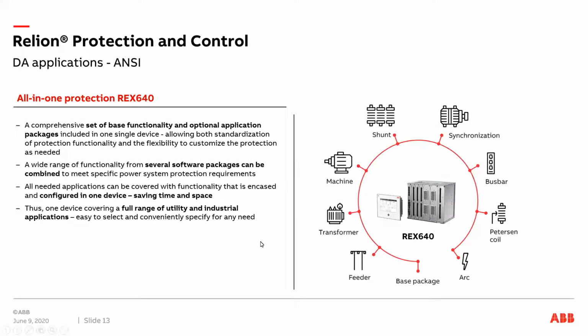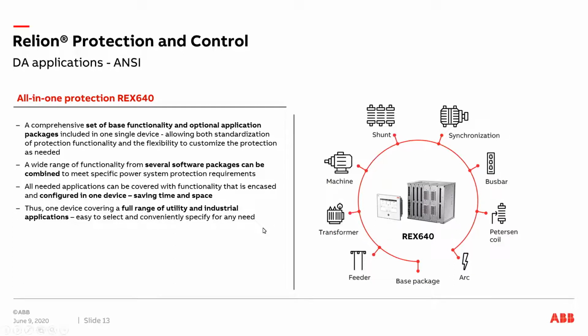When it comes to 640, it's a different concept. We call it an all-in-one protection relay. It is comprehensive, with a set of base functionality and optional application packages. So what you see here, you can have a base package always, and on top of it, you can have optional packages like a feeder, extended feeder, transformer, machine, shunt reactor, or shunt capacitor, synchronization, and so on. So there are different application packages you can choose from on top of the base package.